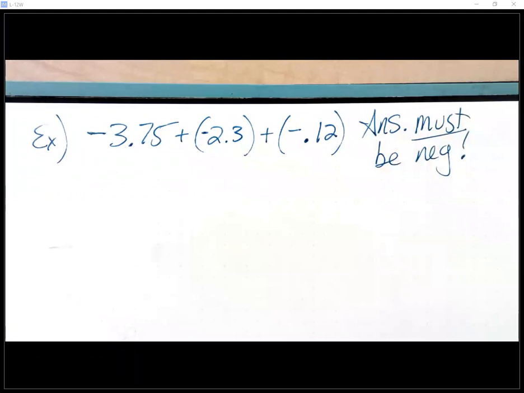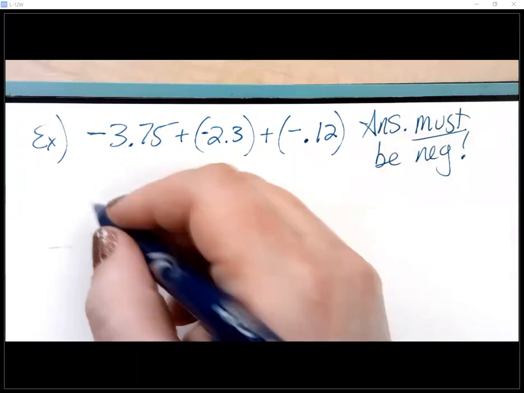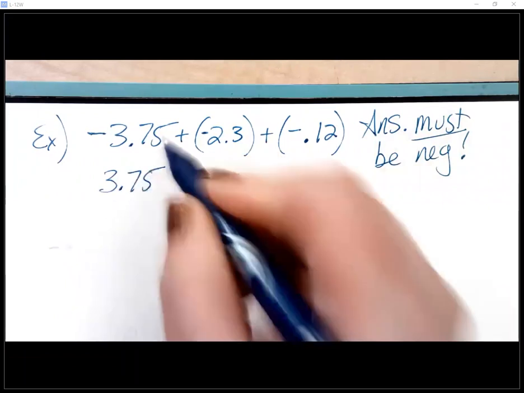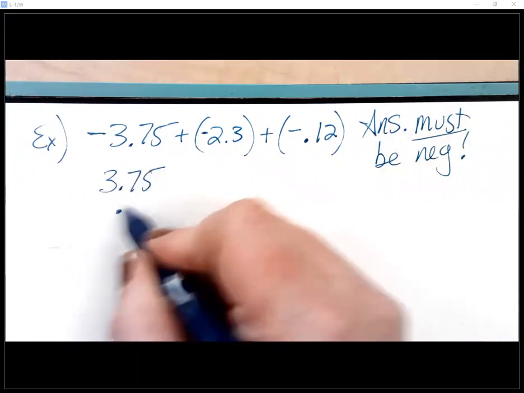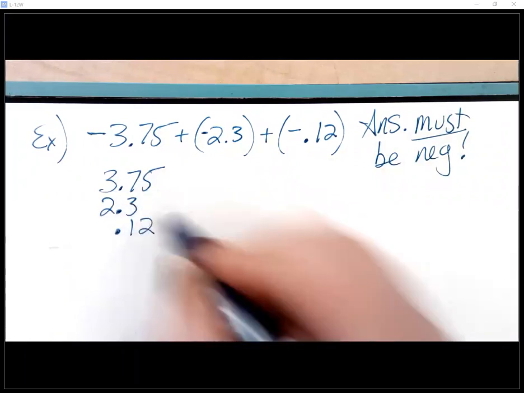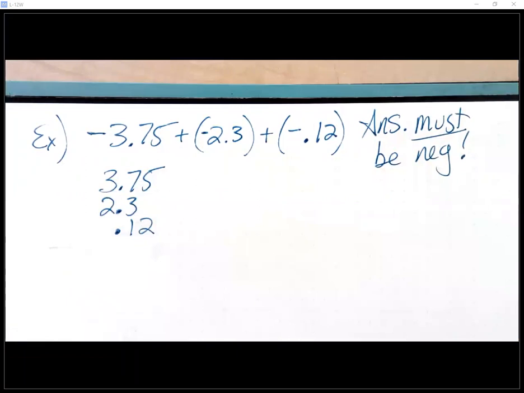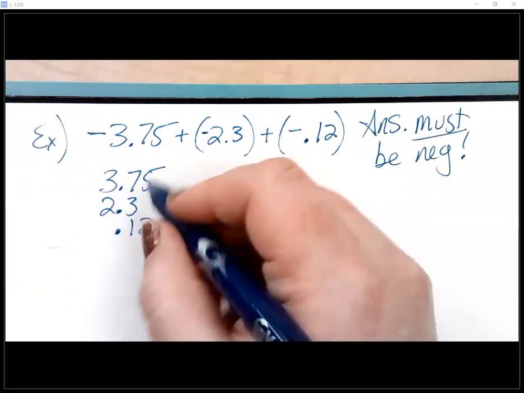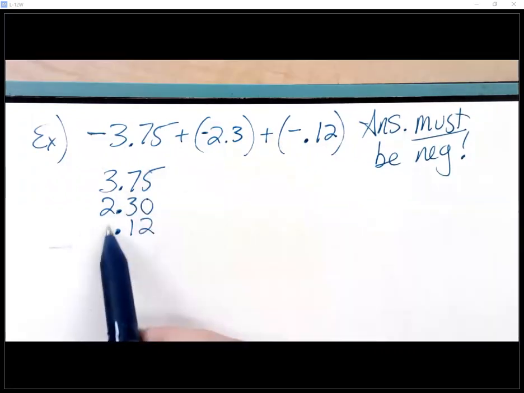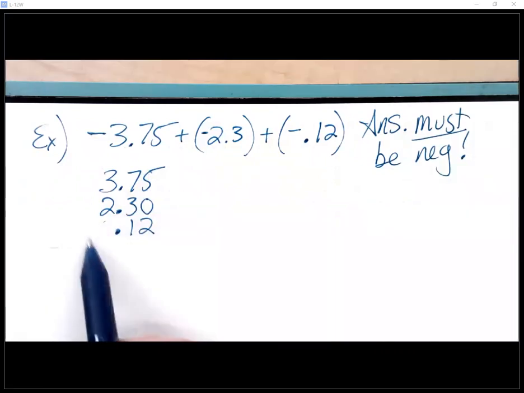For a second, I just ignore everybody's signs. I'm going to add them like I normally would. I'm just adding, so it doesn't matter who's bigger, who's smaller. So I'm just going to line up all of my decimals, 3.75, 2.3, and 0.12. Notice I don't care about the signs because I'm just going to add them all together. And I know my answer is going to be negative. I don't have to worry. So I'm gonna fill in spaces with zeros. Can I put a 0 right here? Yeah, that's not gonna change anything.